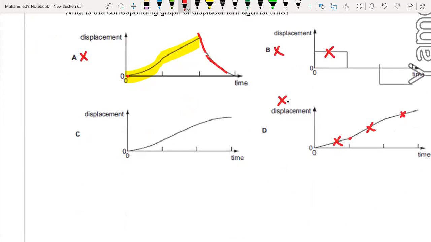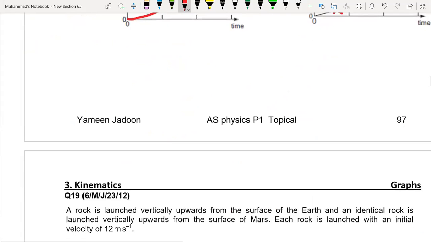Why C is correct? You can see from this part to that part, gradient is increasing. Then for this interval, gradient is constant, then gradient decreases. So that's why C is the correct option for this question.